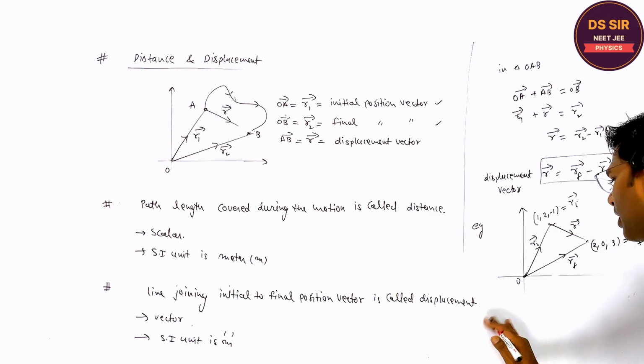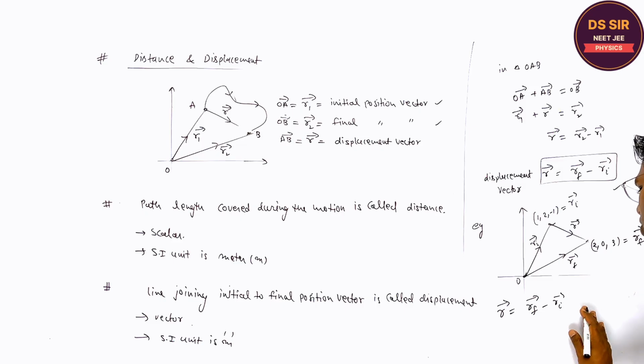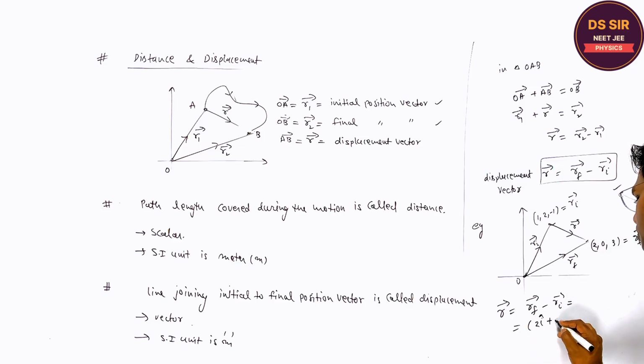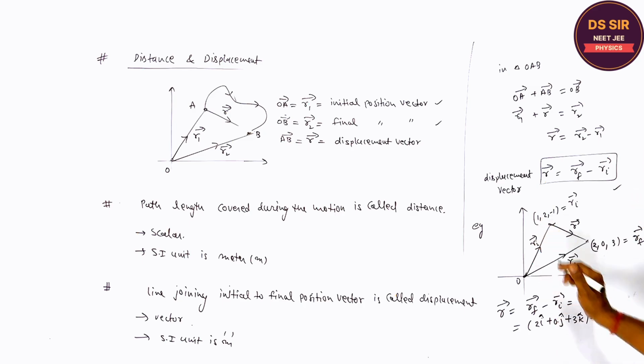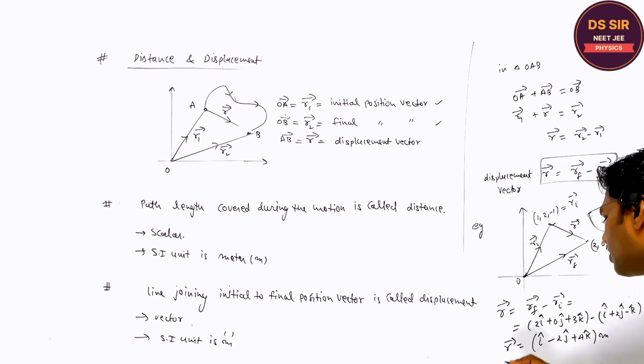So how to find R? The displacement vector is nothing but R final minus R initial. R final is 2i cap plus 0j cap plus 3k cap, minus the initial position vector, i plus 2j minus k cap. 2i minus i is i, 0 minus 2j is minus 2j, and this is 4k cap. So this is the displacement vector for this question. Are you getting this question or not?